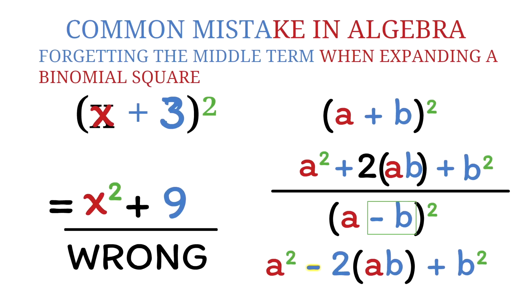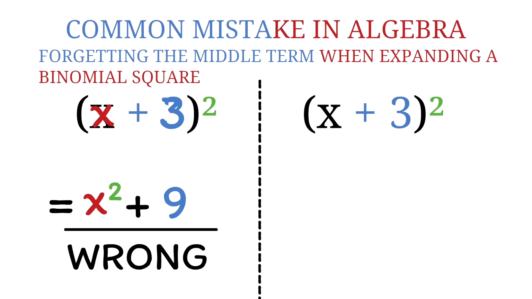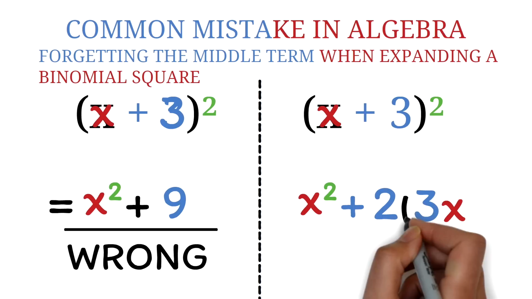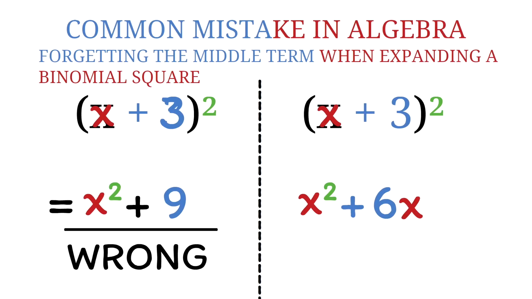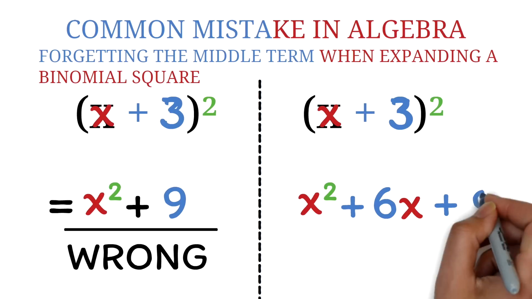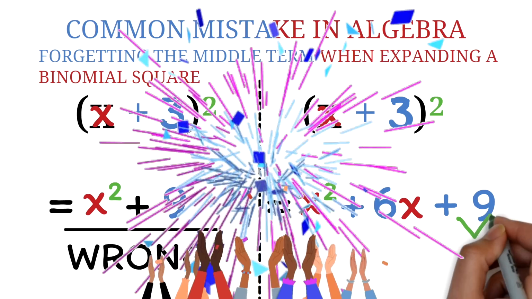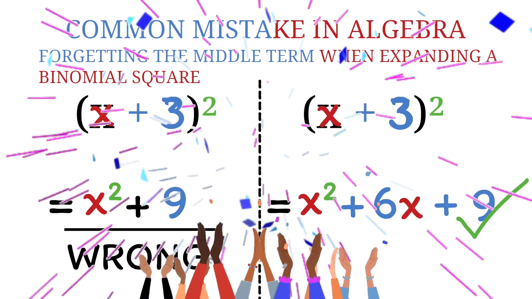So to expand our binomial square, we square the x term to give us x squared. Plus, we multiply the first term x by the second term 3 to give us 3x. Then we multiply this product by 2 to give us 6x. Plus, we square the second term 3 to give us 9. So our expression becomes x squared plus 6x plus 9. Our correct and final answer.